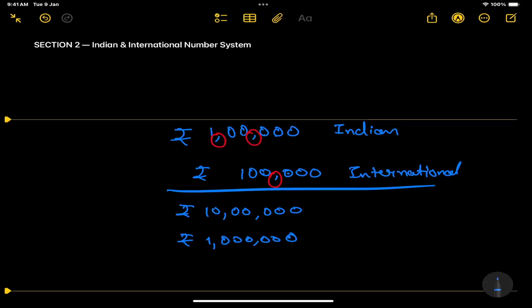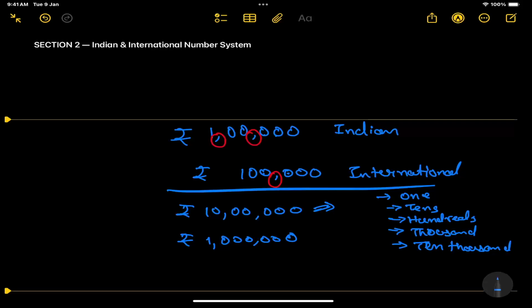Why is it? Because in Indian number system, naming conventions are as such. First we'll write ones, tens, hundreds, thousand, 10,000. Till here, the naming conventions for both international and Indian number systems are the same.